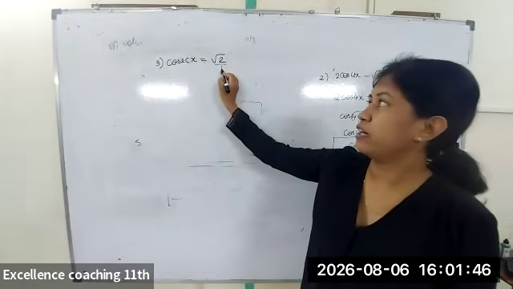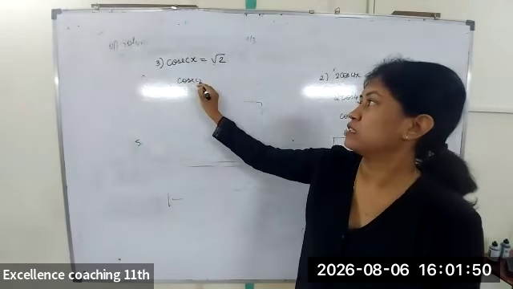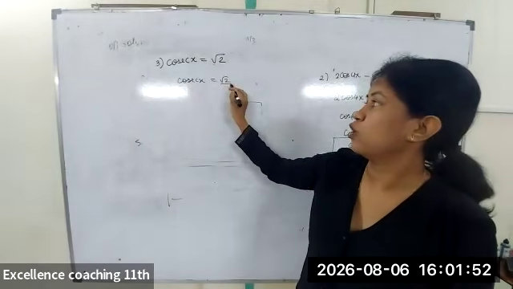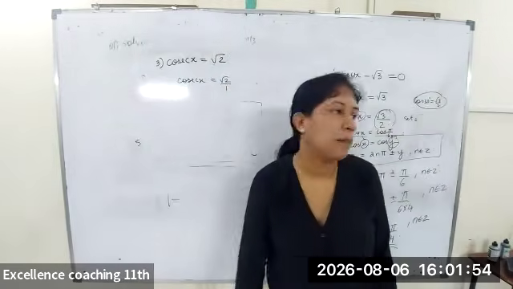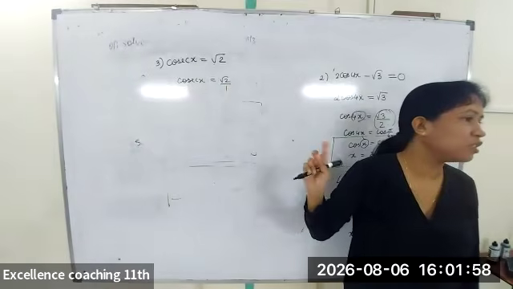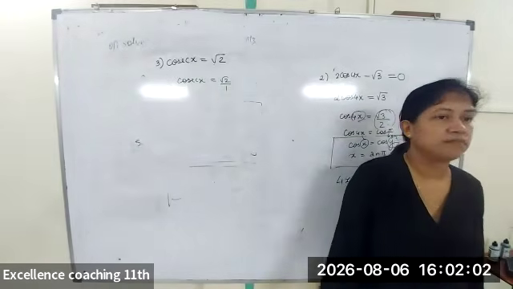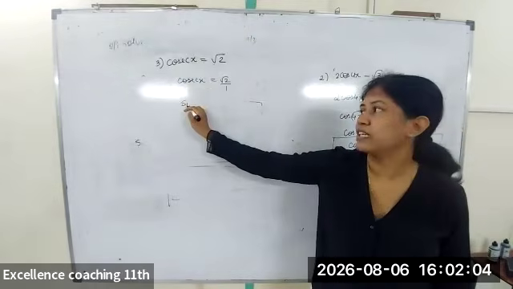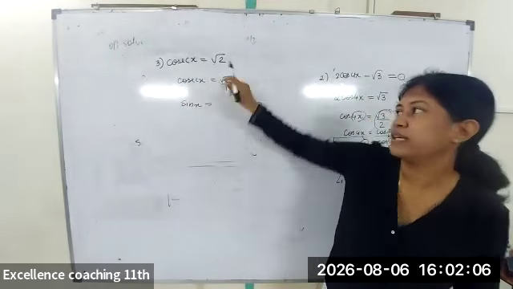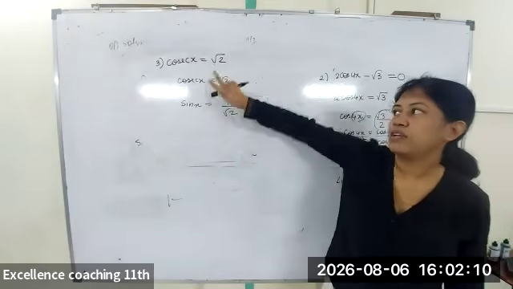If nothing is there, what is it? You write it as cosec x is root 2 upon 1, no? But have we learned any table related to cosec, any solution given? No. But who is the reciprocal of cosec? Sine. So directly you can write this as sin x, if this is the reciprocal.